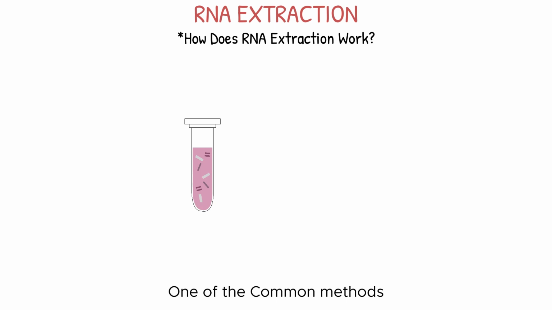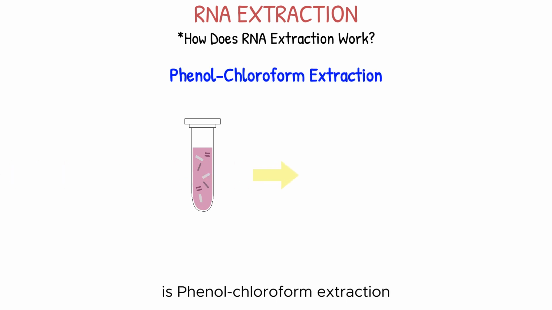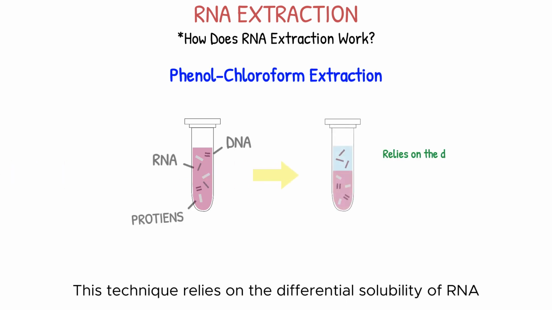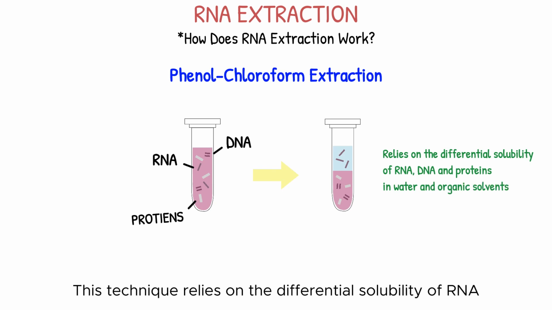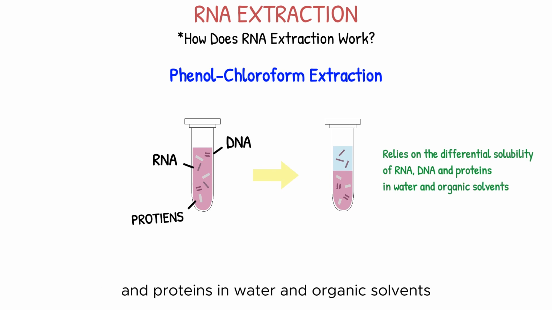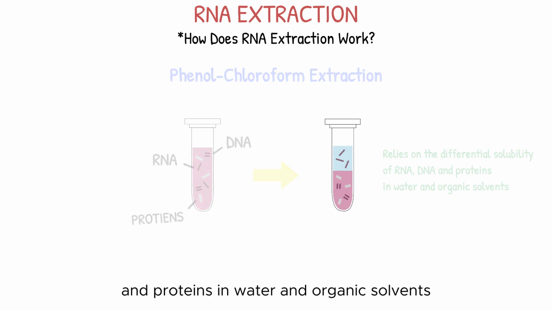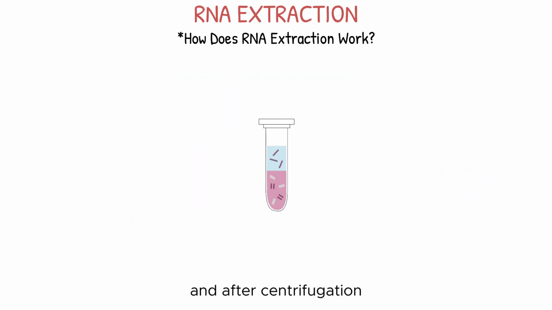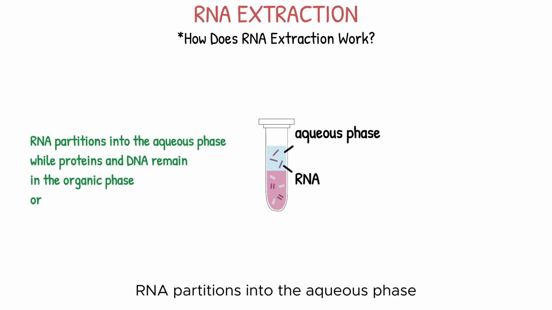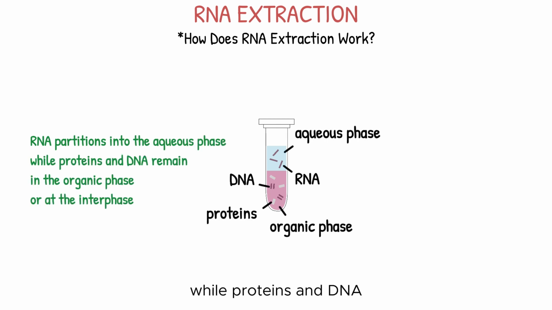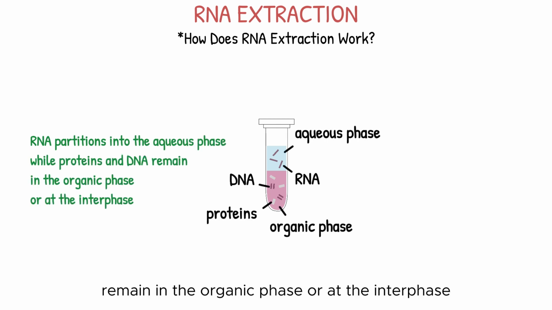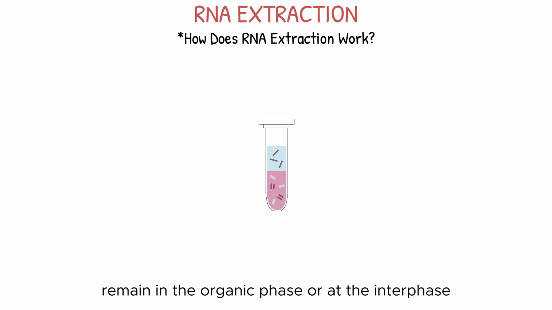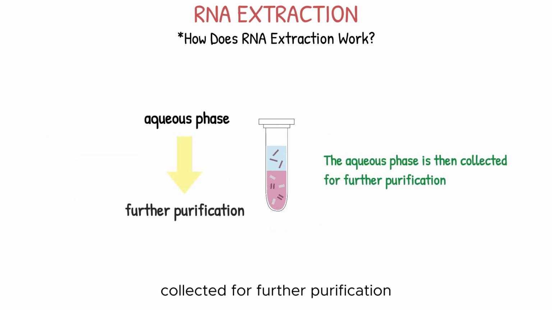One of the most common methods is phenol-chloroform extraction. This technique relies on the differential solubility of RNA, DNA, and proteins in water and organic solvents. The sample is mixed with phenol and chloroform, and after centrifugation, RNA partitions into the aqueous phase, while proteins and DNA remain in the organic phase or at the interphase. The aqueous phase is then collected for further purification.